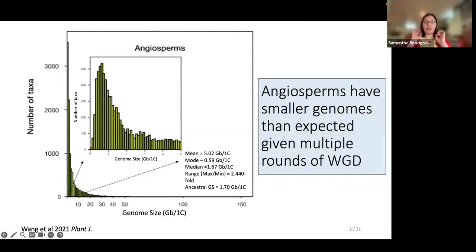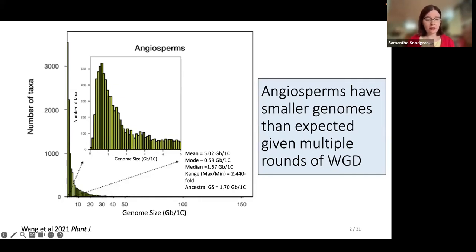So one of the things that's really unique about angiosperms, when we're thinking about genome size and polyploidy, is that angiosperms have undergone many, many rounds of whole genome duplication events. And so we would expect that their genome sizes would be much larger than what they actually are, given that they've undergone so many duplications.